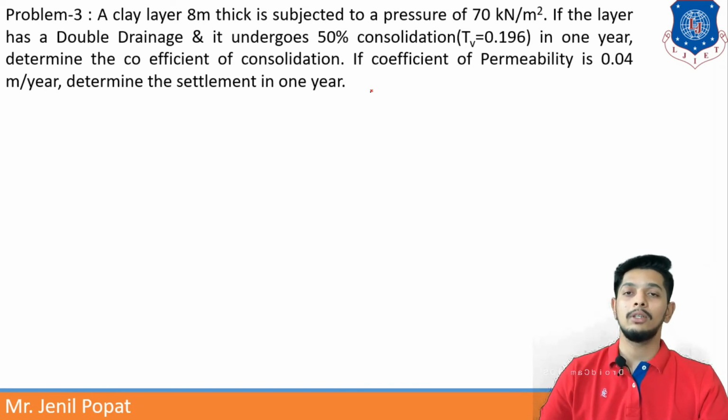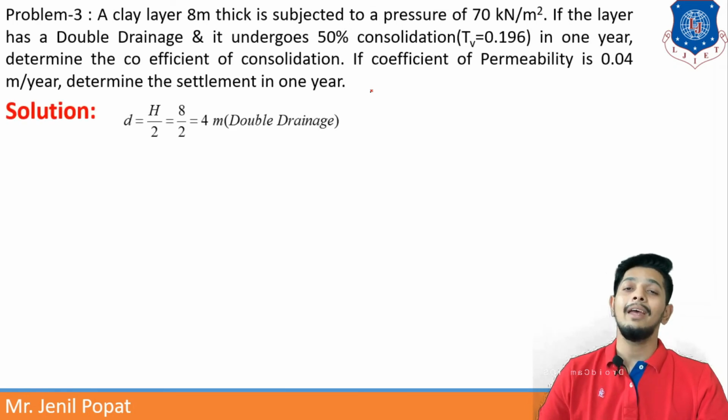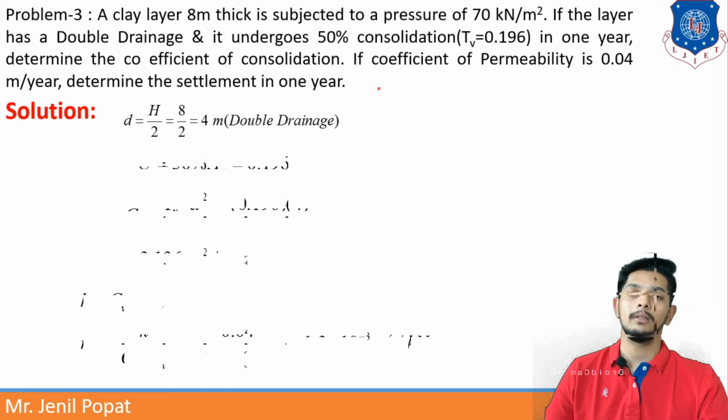Determine the coefficient of consolidation. So we have to find the coefficient of consolidation here. If the coefficient of permeability is given as 0.04 meter per year, then determine the settlement in 1 year. So it is a very specific question. Let us move towards the solution, and since it is a double drainage case, I will take the depth as H by 2. H is given as 8 meter thick, so I will take the depth as 4 meter.